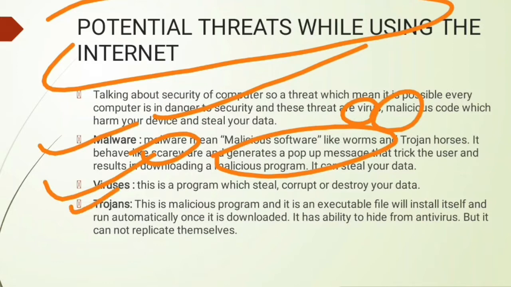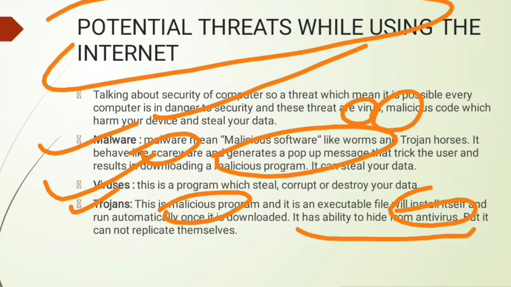The next one is Trojan. This is a malicious program. It is an executable file that will install itself and run automatically once it is downloaded, and it has the ability to hide from antivirus, but it cannot replicate itself. Replicate means duplicate. It cannot duplicate on its own.